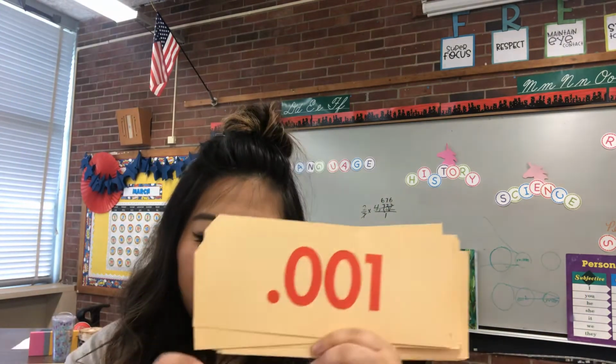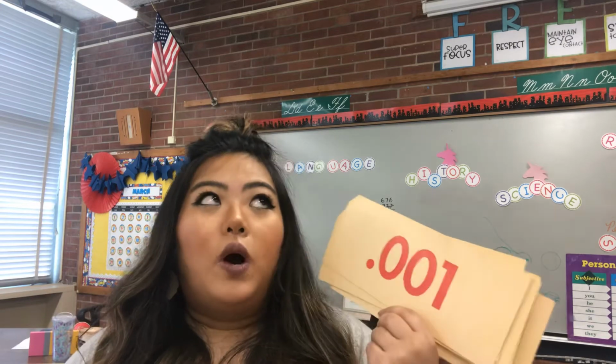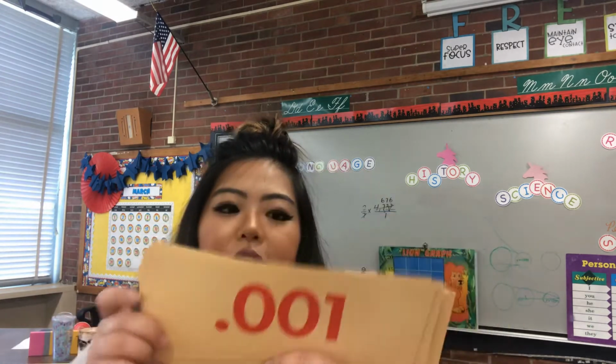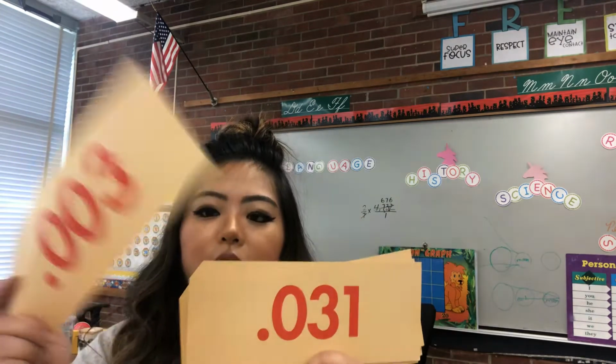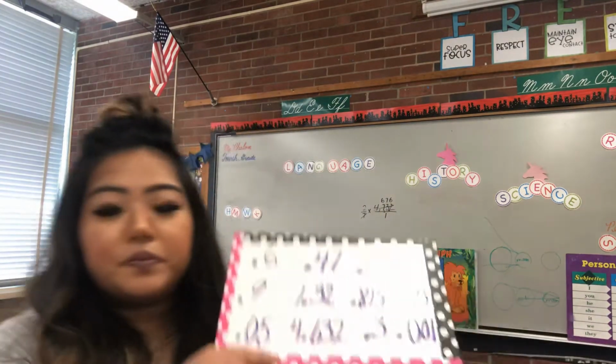1 thousandth has 3 places because 1,000 has 3 zeros. Then 1/100th would be 0.01, and then 1/10 would be 0.1. It's all about the amount of zeros. Okay, 131 thousandths, 31 thousandths, 3 thousandths. All right, now let's see how well you can do.